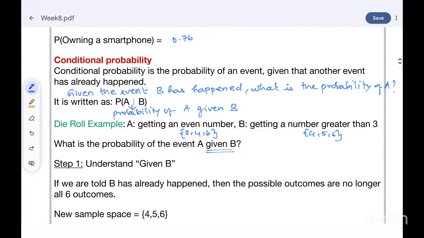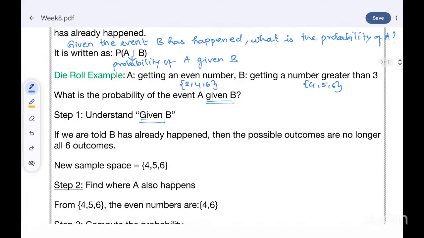But now your sample space is not the entire space. Given B, if we are told B has already happened, then the possible outcomes are no longer all 6 outcomes. The new sample space is just 4, 5, and 6. Out of these 3, you are getting 4 or 6, so out of 3, you have 2 chances. Can you update the answer? What should it be? 2 by 3. Exactly.